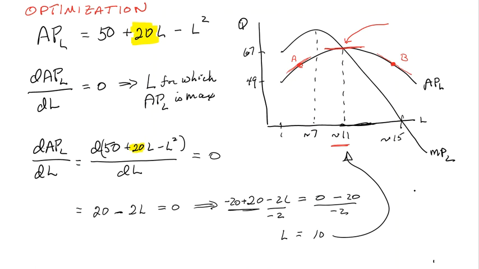So I hope this helped. That's a little bit of optimization. We can do the same sort of thing and optimize any expression, including a profit function, maximize profit, or a cost function, minimize cost, and it's all exactly the same process.